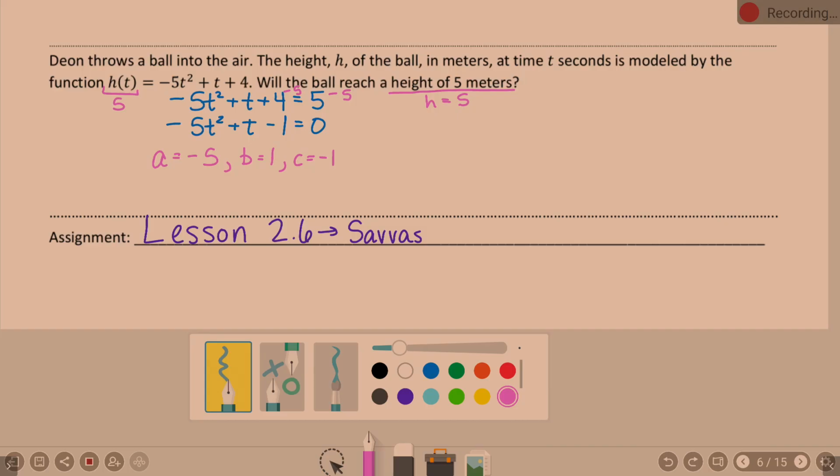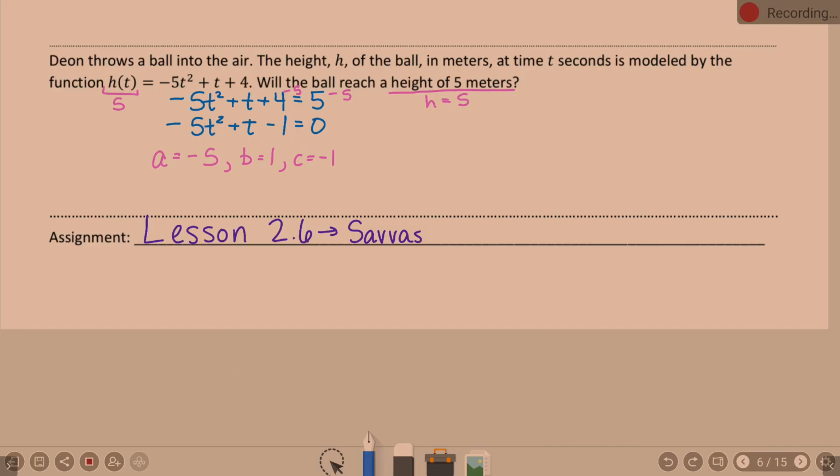Now, the question is, what do I do with these ABCs? Will the ball reach a height of 5? Do I need a number answer there? Technically, will the ball reach a height of 5? That's either yes it will or no it won't. As in, yes, there are solutions to this problem, or no, there are not solutions to this problem. So I'm trying to get you guys to say all we need to do is the discriminant here. We don't actually have to find the quadratic formula. We only need to do the discriminant.